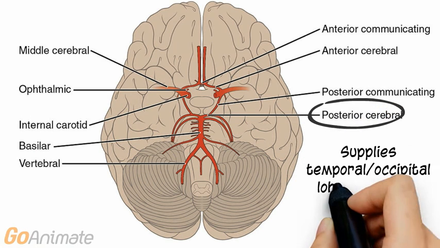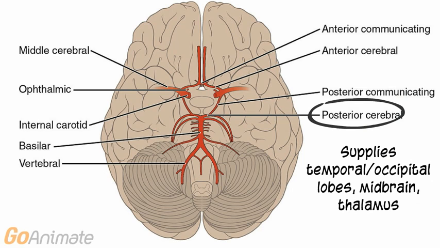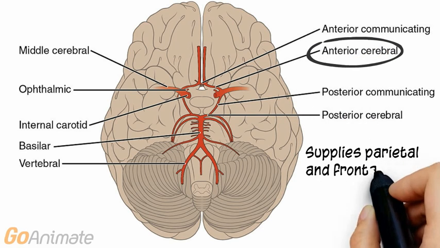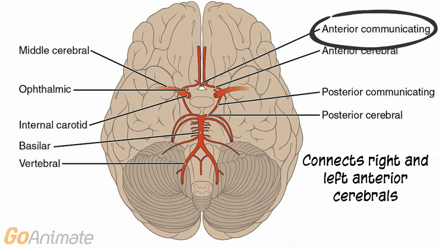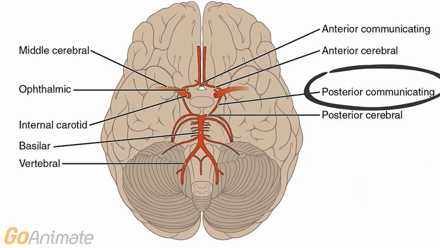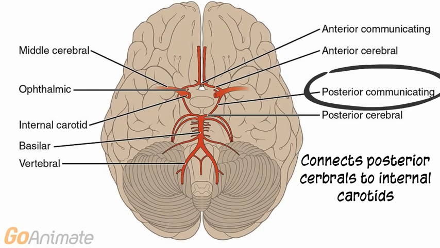The posterior cerebral arteries branch from the basilar artery and provide blood to sections of the temporal and occipital lobes, the midbrain and thalamus. The anterior cerebral arteries branch from the internal carotids and provide blood to the parietal and frontal lobes. The anterior communicating artery connects the right and left anterior cerebral arteries. The posterior communicating artery connects the posterior cerebral and internal carotid arteries.